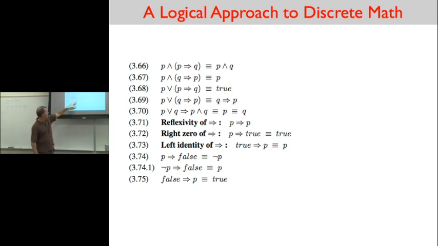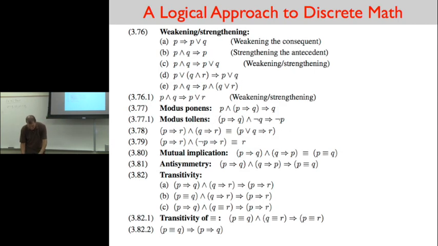That's easy. Now how about 3.72? That was another one that I think is pretty easy. P implies true. Who's your friend? Not P or true. But then what do you know about anything or true? Anything or true is true. So that's easy. Those are just like one-steppers.